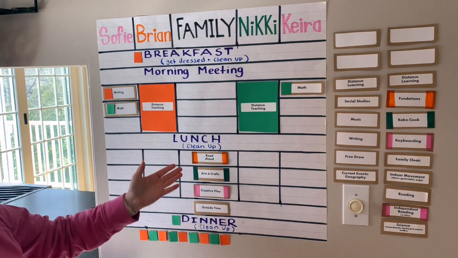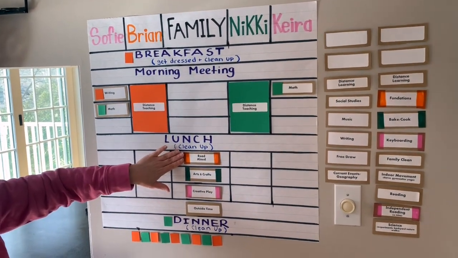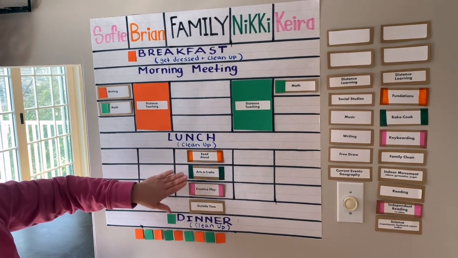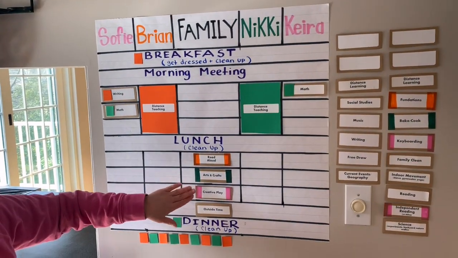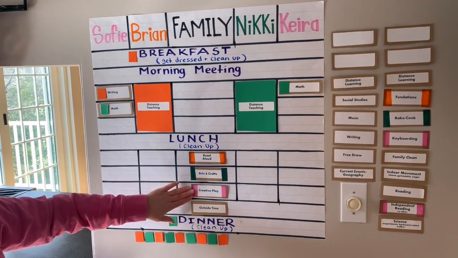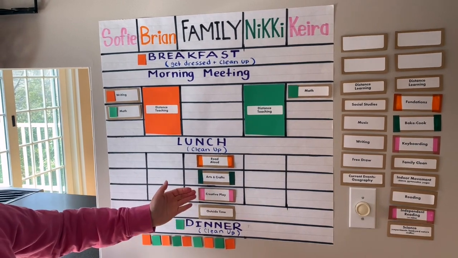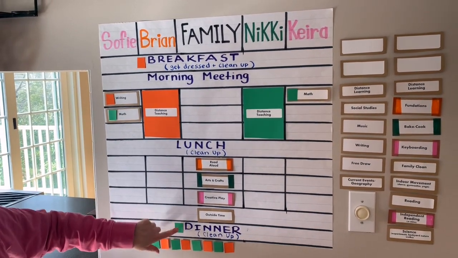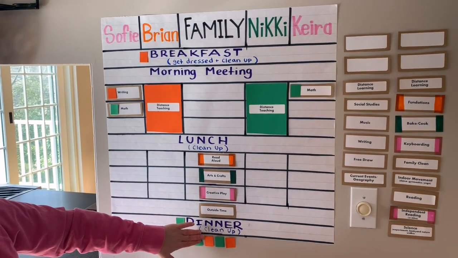As you can see, some things we made permanently green and orange, like permanently read aloud. That's going to be all Brian. Arts and crafts, that's my jam and wheelhouse. Creative play is an independent activity, which is why it's pink. And then outside time, dinner, usually I'm the one that makes dinner, and cleanup time, forever cleanup.